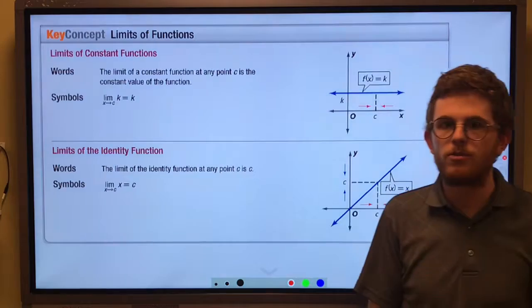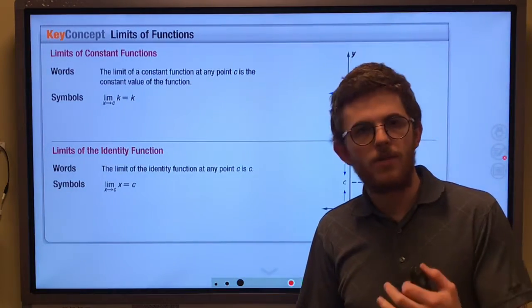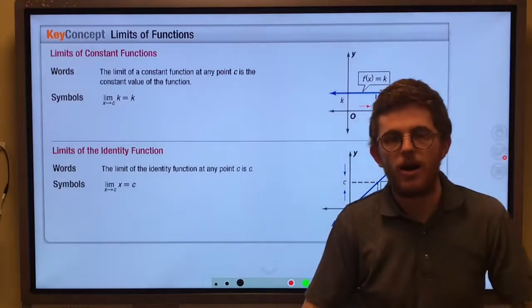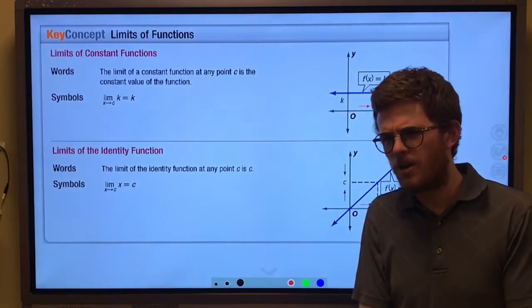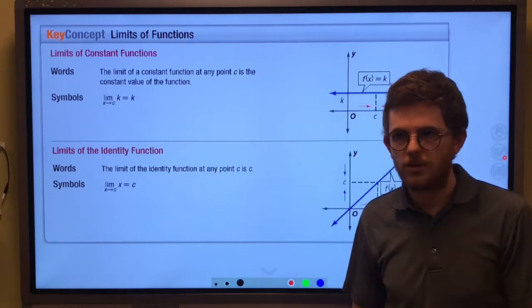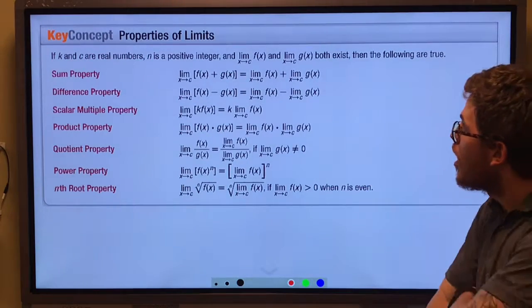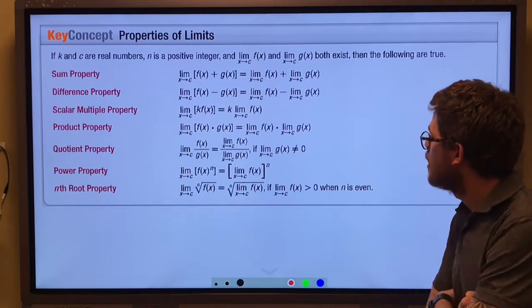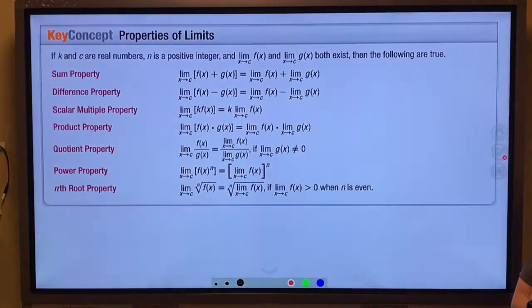But let's talk about some ways we can evaluate some limits that are not creating a table of values or looking at a graph, but really how can I evaluate this limit without doing that? There certainly has to be some kind of algebraic process. Well, first of all, we do have a lot of properties of limits. So you can certainly pause this video and write these down.